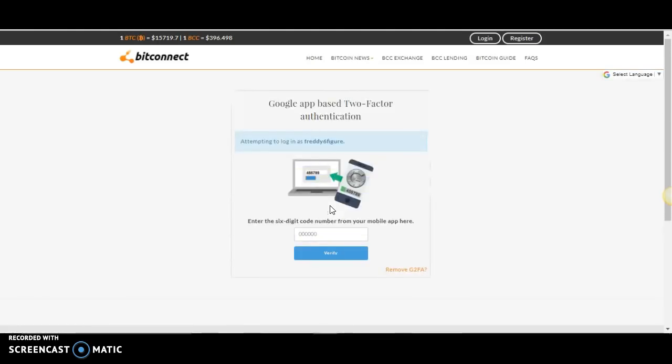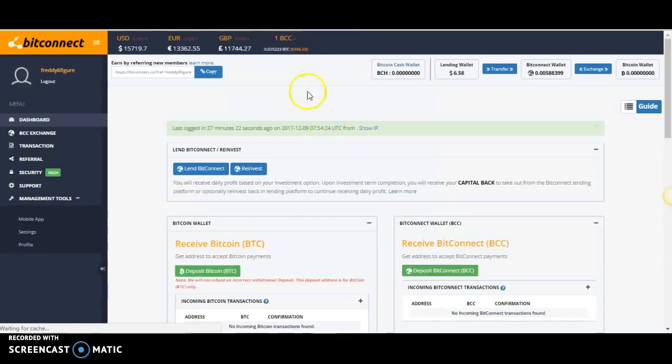Put in my password here. Now, security is very important, guys. So you want to make sure that you're using your two-step authentication. It doesn't matter how much money you have in your account. Make it a practice from now so you won't be one of those idiots to get hacked, per se.